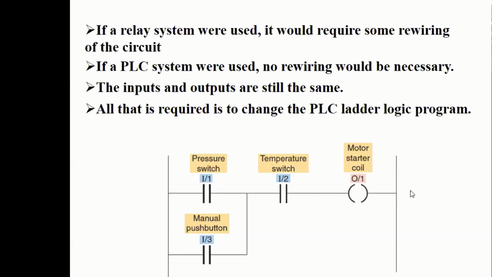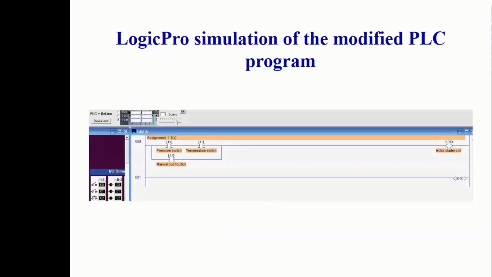But here's the key. If you're using a PLC like we're discussing, you basically will need to modify the electrical connections because the sensors are on the same terminal. You will have to modify your ladder program. And that's one of the advantages we talked about before.